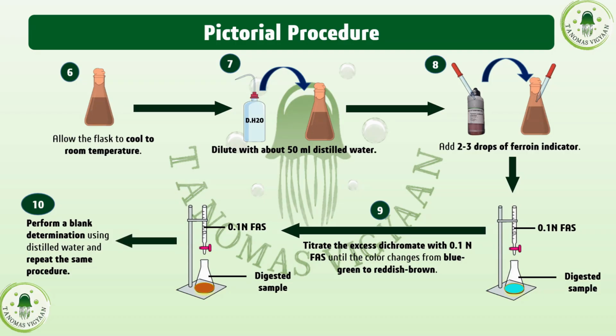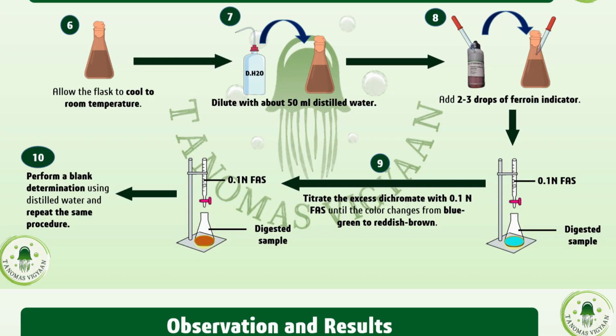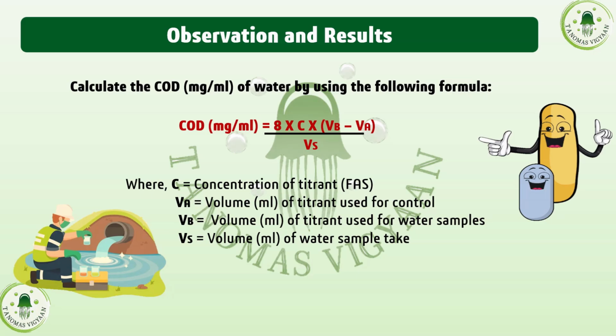And then perform the same thing for the blank solution as well. You note down the reading and proceed for calculations. So now coming to the calculations, here you can see that COD is measured here in mg per ml. Here the two types of formula will be given. So COD you can measure it in mg per ml or mg per liter. So for mg per ml you have 8 into C into Vb minus Va by Vs.